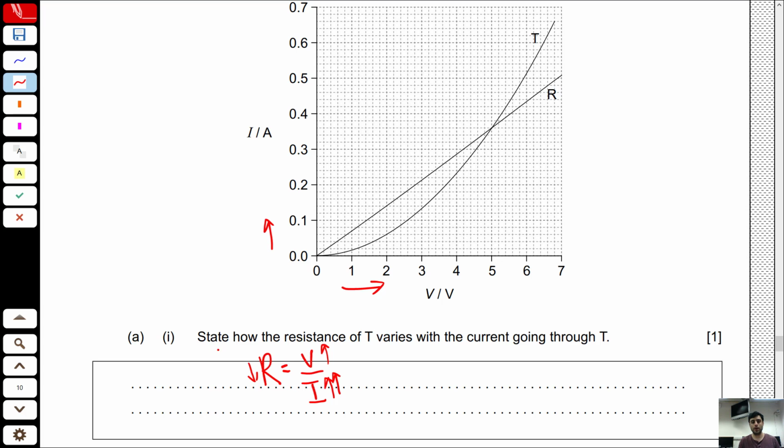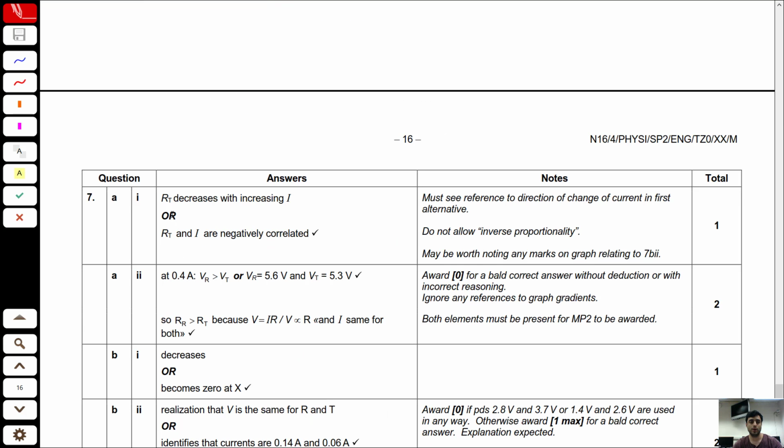State how the resistance of T varies with the current. As you increase the current through the component T, the resistance decreases because the current is in the denominator, and the current increases at a much faster rate than the voltage because it is curved upward. If it was curved downward, then it would have been the other way around: as the current increases, the resistance increases. But this time, as the current increases, the resistance decreases. As you can see here, RT, the resistance of T, decreases with increasing current.